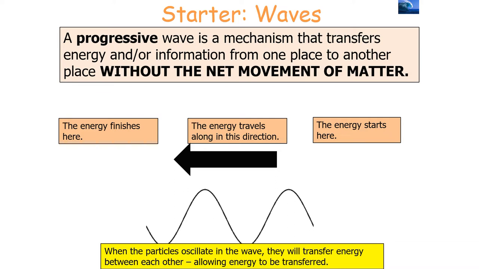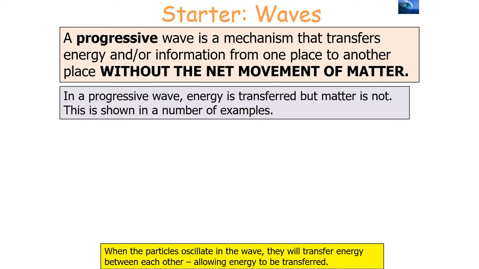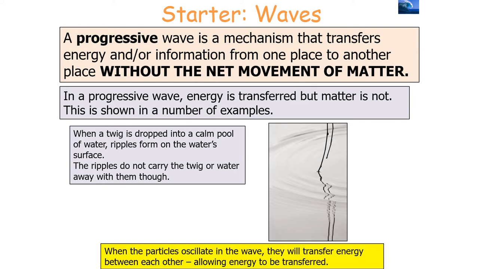So when the particles oscillate in the wave, they will transfer energy between each other, allowing energy to be transferred through the wave. So in a progressive wave, energy is transferred, but matter is not. And this is shown in a number of different examples. So for example, when a twig is dropped into a calm pool of water, ripples will form on the water surface. Now the ripples don't carry the twig or water away with them.